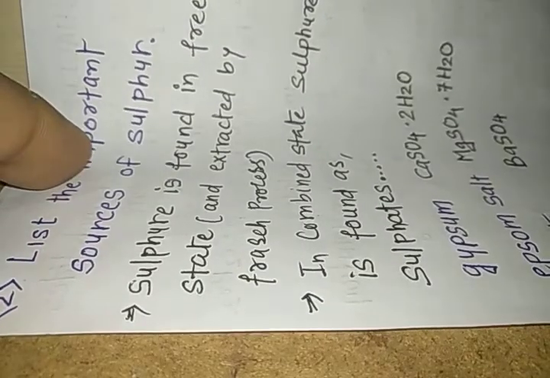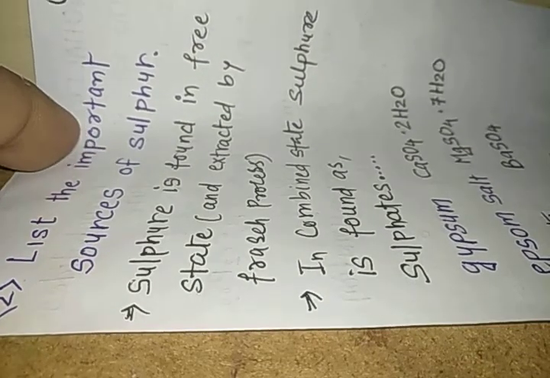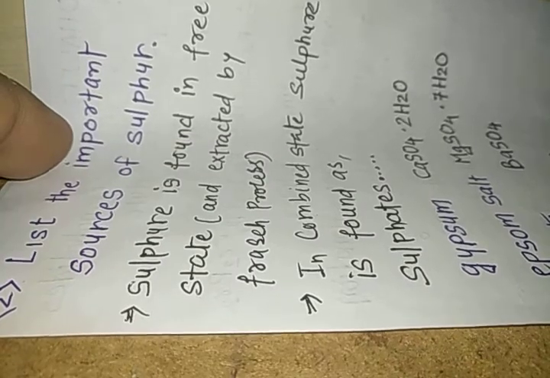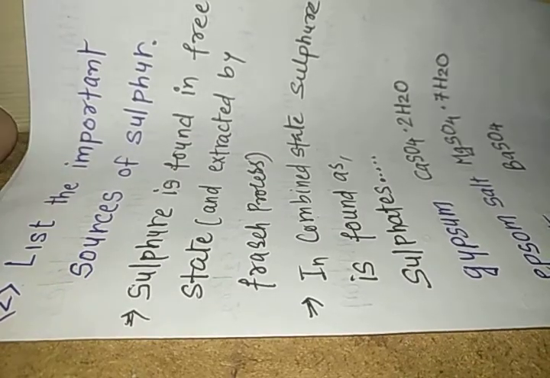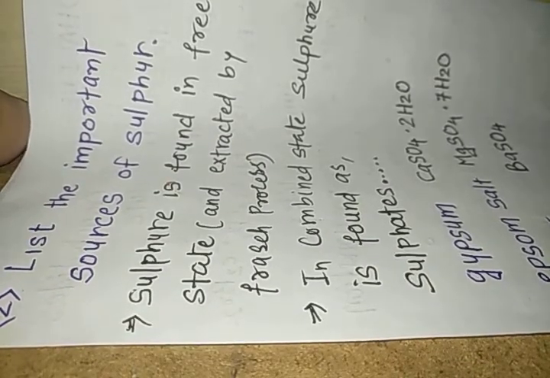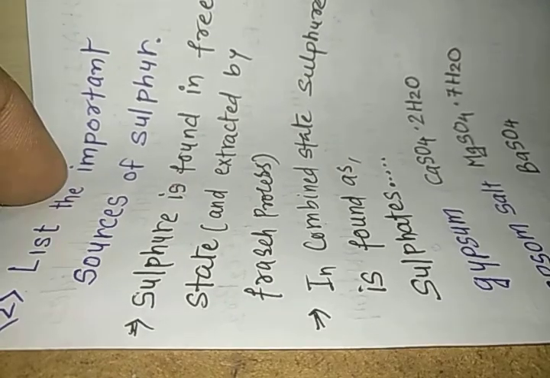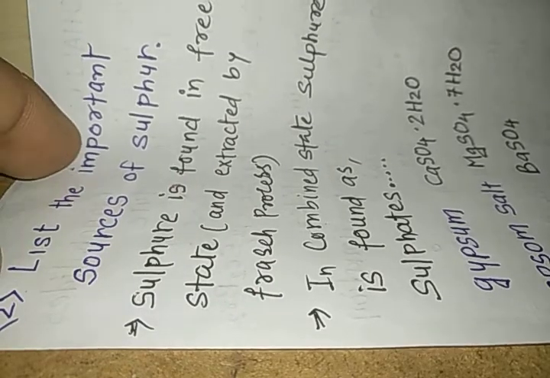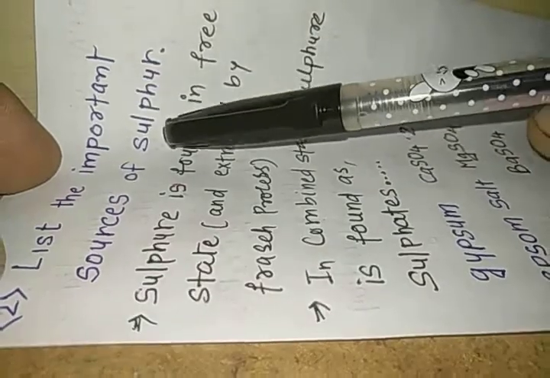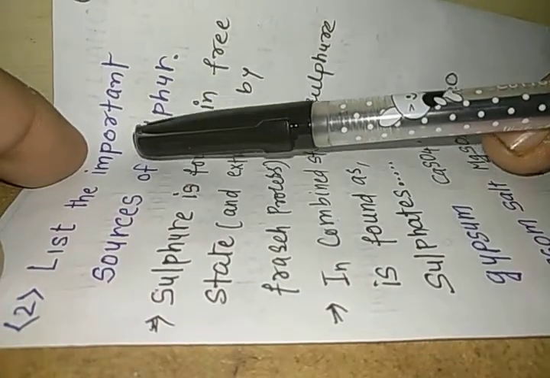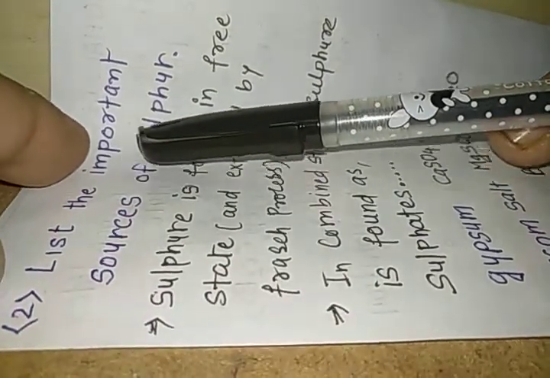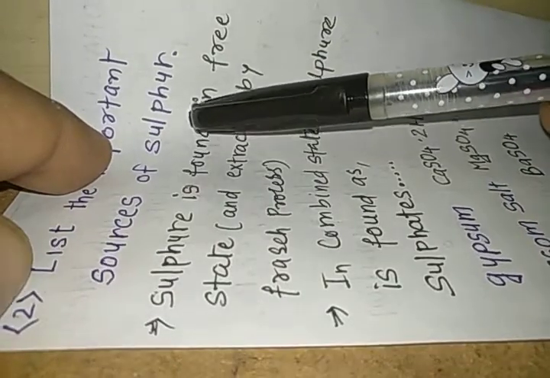Hello, dear students. We are studying the intext questions for group 16 elements and their periodic properties. We have studied about the fluorides or halides. The next question that we need to study is: list the important sources of sulfur.